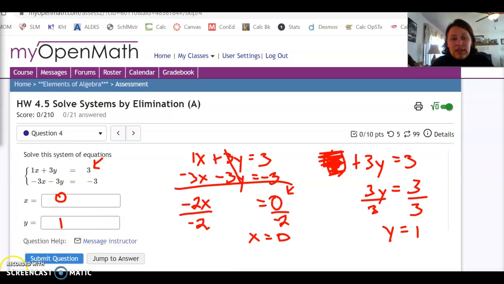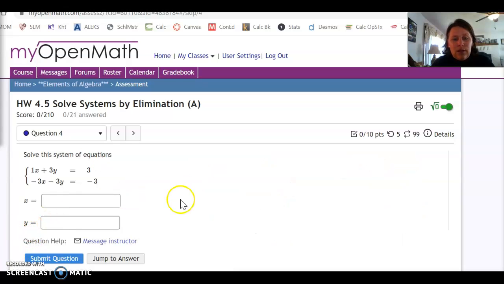So good luck with this assignment. I'd like you guys to work really hard, try to get through at least those first 4 questions and get some practice in there. And email me if you have any questions.